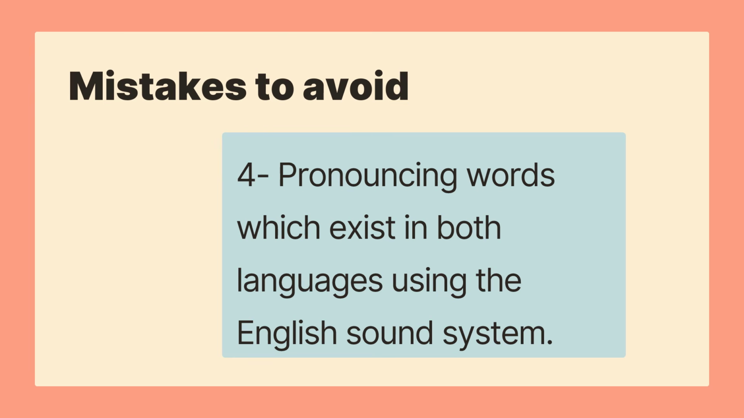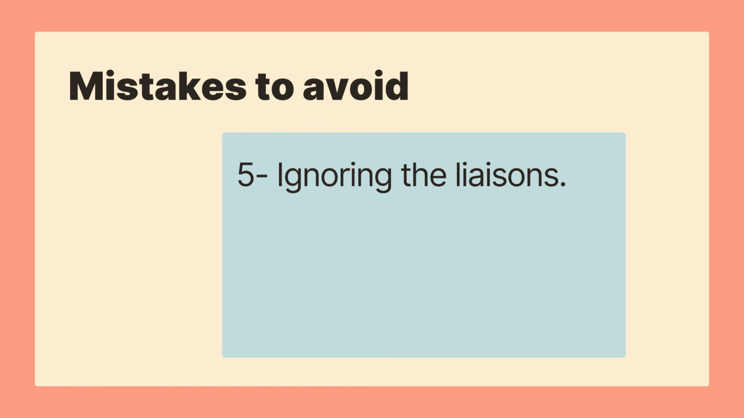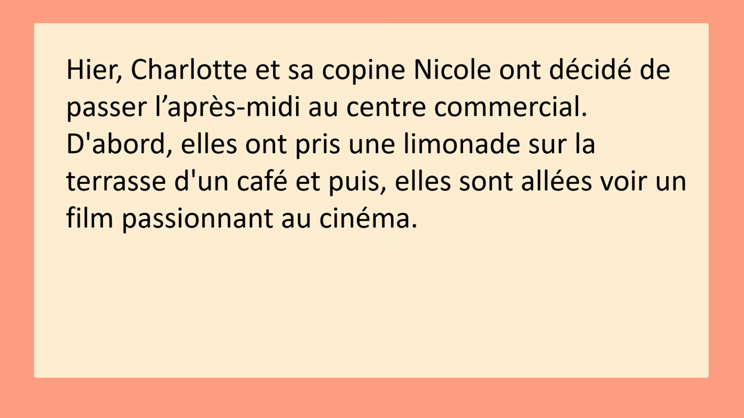Very often, students are influenced by the English sound system, so when one word exists in both languages, the students tend to pronounce it the English way. And the last mistake to avoid is to ignore the liaisons. Remember, there are compulsory liaisons, forbidden liaisons, and optional ones. So you need to know at least the forbidden ones and the compulsory ones. So now I'm going to try to imitate students.